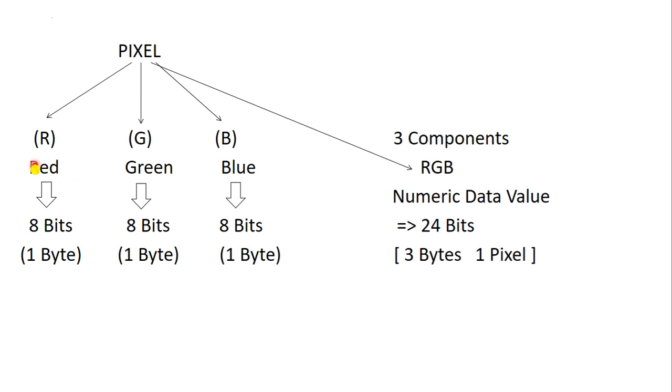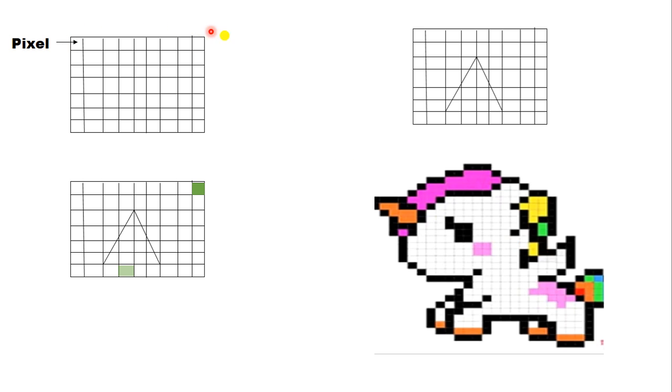Red contains a value of 8 bits, green has 8 bits, blue has 8 bits. 8 bits means how much? If we add these three, 8 plus 8 plus 8, it equals 24 bits. And 8 bits means 1 byte, so if we add these three, it becomes 3 bytes. So what we have is 3 bytes equal to 1 pixel.